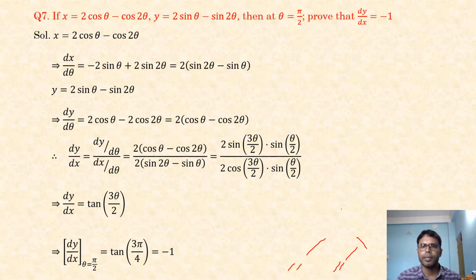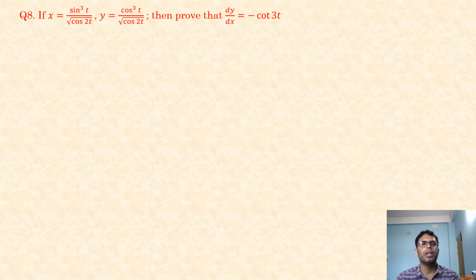The answer is obtained there. Now come to the next question. This is our next question: x is equal to sin cube t by root over cos 2t and y is equal to cos cube t divided by root over cos 2t, then prove that dy/dx is equal to minus cot 3t. A simple question, but the calculation is a little heavy. So x is equal to sin cube t divided by root over cos 2t, so here you have to use the quotient rule, the u divided by v differentiation process.